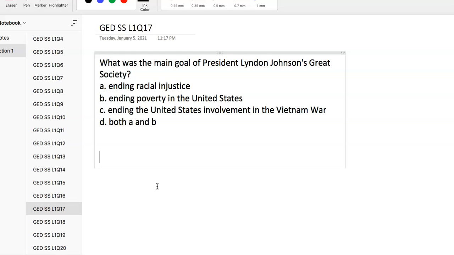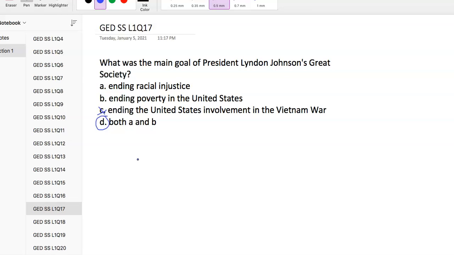What was the main goal of President Lyndon Johnson's Great Society? Okay, so the Great Society had nothing to do with ending the U.S. involvement in Vietnam. Okay, so it had nothing to do with that. It was a domestic program, meaning focused on what's going on in the U.S. But it did have a goal of both ending racial injustice and ending poverty in the United States. And so this was launched by President Lyndon Johnson in 1964, 1965.